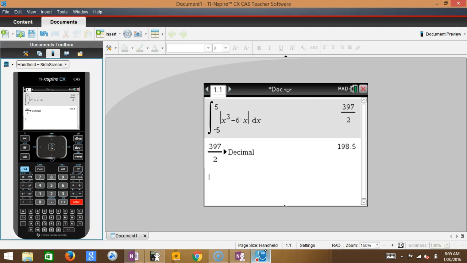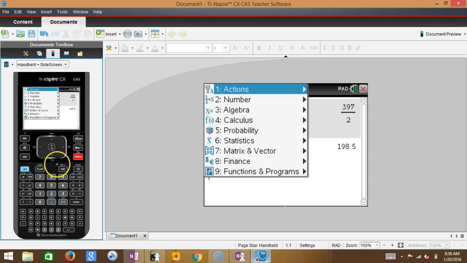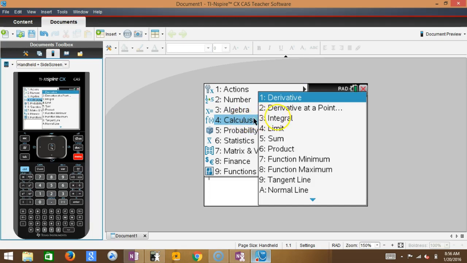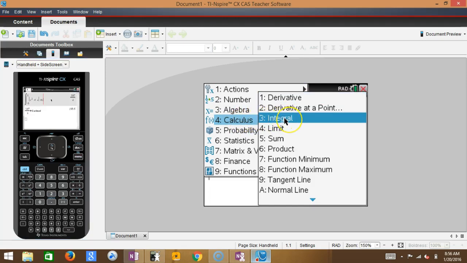Okay, so on the Inspire, you guys will just have to maybe write this down, or maybe one of these guys would let you borrow. Or there's one right here. Oh, good. All right, so to find the integral on the Inspire, you're gonna hit menu. I bet you might be able to figure this out on your own. You hit menu, you go to calculus, okay, and you just choose number 3.